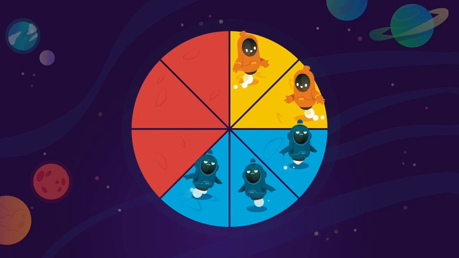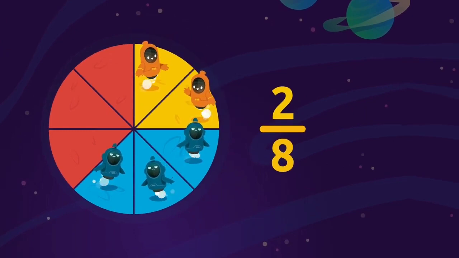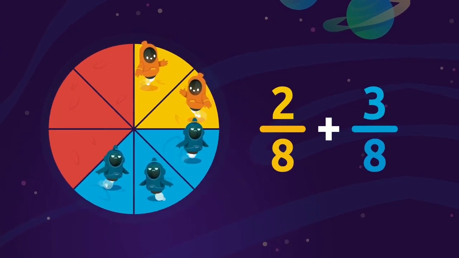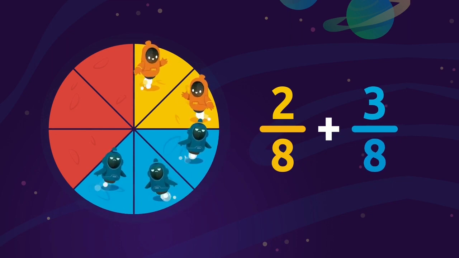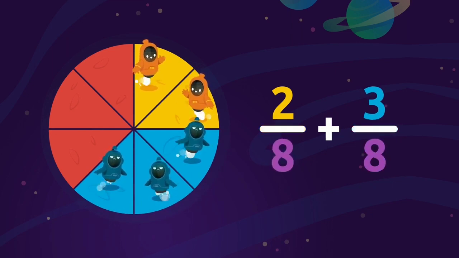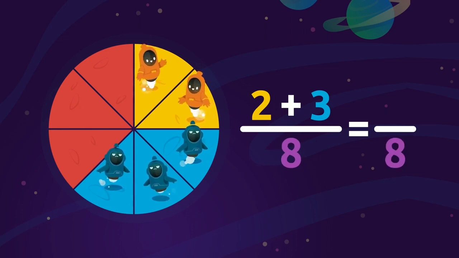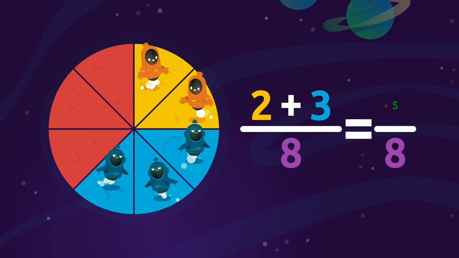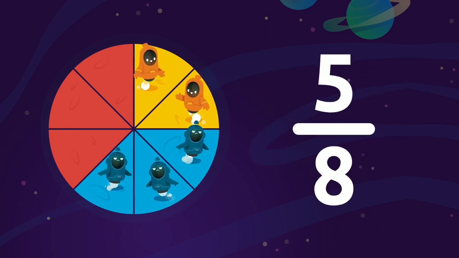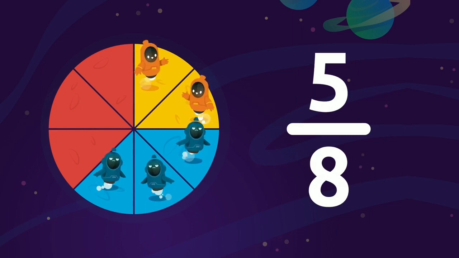To find out, we'll need to add the fractions 2 over 8 plus 3 over 8. Do you remember how to do this math operation? Remember that the result would have to be the same denominator. In this case, it would be the number 8. And now, to calculate the numerator, we'll add the numerators 2 and 3, which equals 5. The result will be that 5/8 of the land are occupied by aliens.